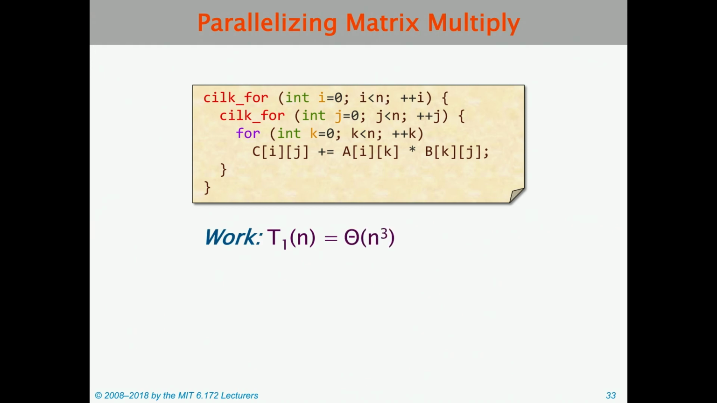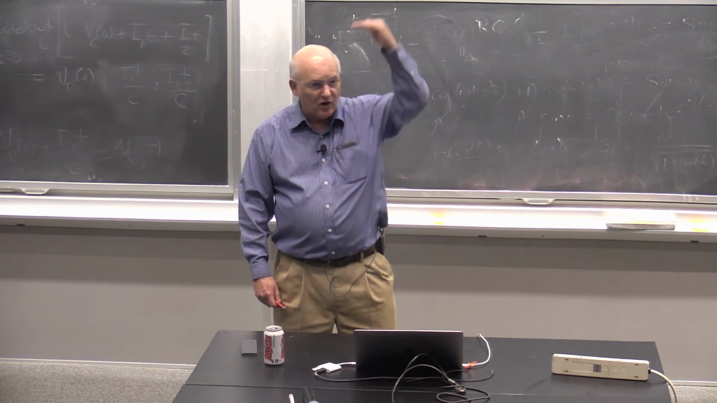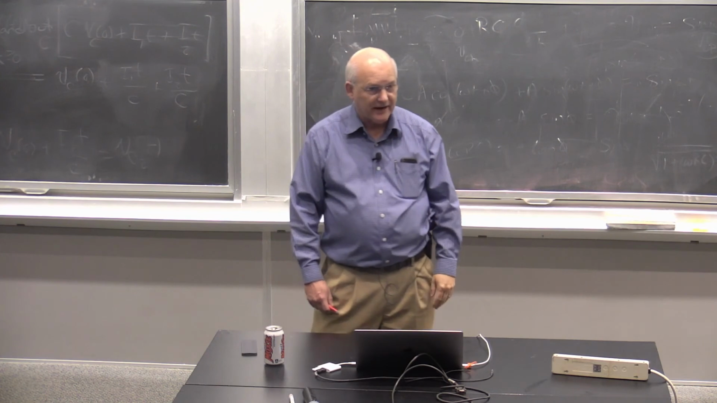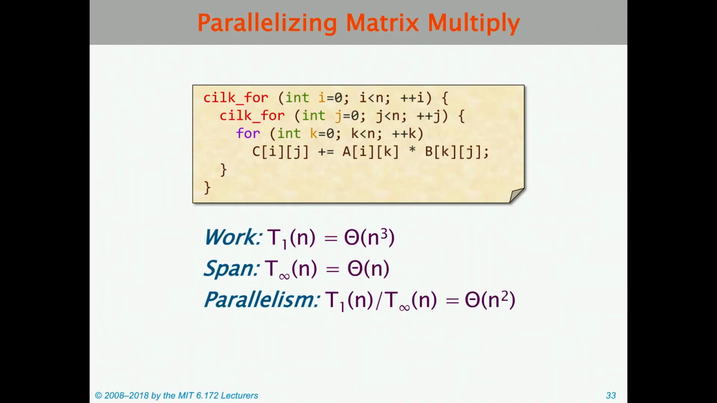N cubed. Everybody knows matrix multiplication, unless you do something clever like Strassen or one of the more recent Virginia Williams algorithms, you know that the running time for the standard algorithm is n cubed. Okay, the span for this is what? That inner loop is linear size, and then you've got 2 log n's, log n plus n, so it's order n. So the parallelism is around n squared.